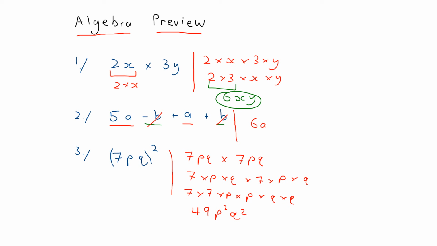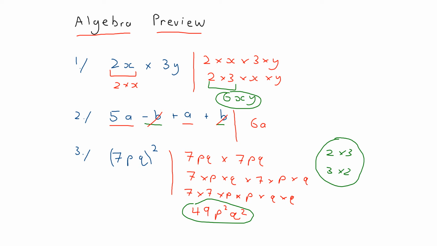Done. And of course I can change the order that I'm writing things when I'm timesing them, because if I have, well, 2 times 3 or 3 times 2, they're the same thing, so I can swap around the order when I'm doing my multiplications.